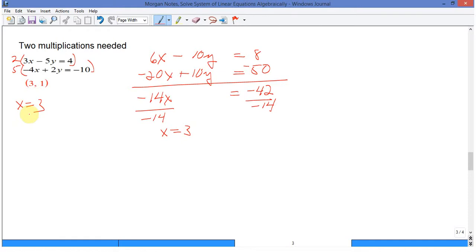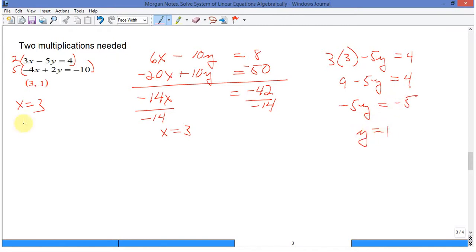Now taking this value of x equal to 3 and substituting it back into one of my equations, I can find y. So if we have 3 times the x value of 3 minus 5 times y is equal to 4. 9 minus 5y is equal to 4. Subtracting 9 from both sides, negative 5y is equal to negative 5. y is equal to 1. So the point of intersection is (3, 1).